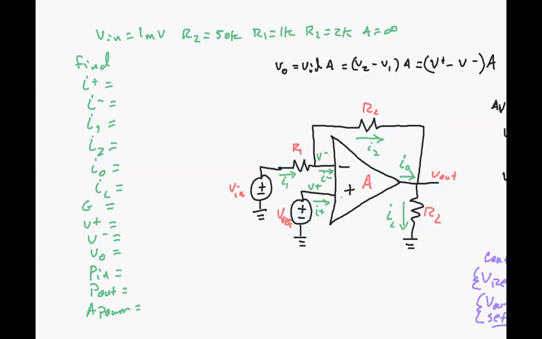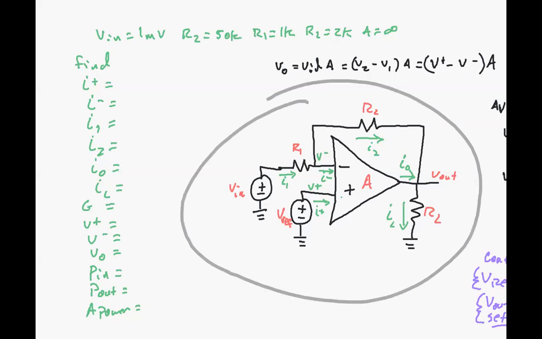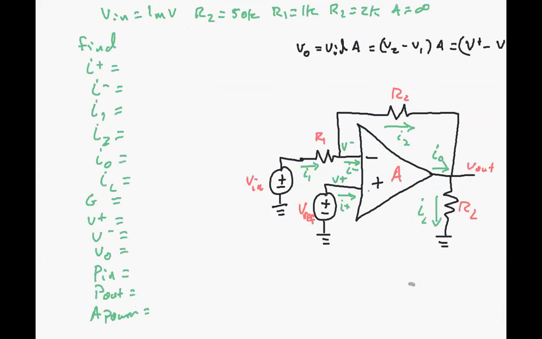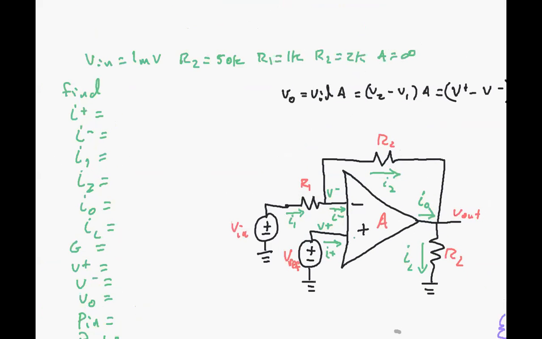So in looking at an op amp like this with negative feedback, if we're interested in all the currents and voltages on all the nodes around here, I should first remind you of a couple of things. Our input is 1 millivolt, R2 is 50K, R1 is 1K, the load is 2K, and we have an ideal op amp, so it has infinite gain.